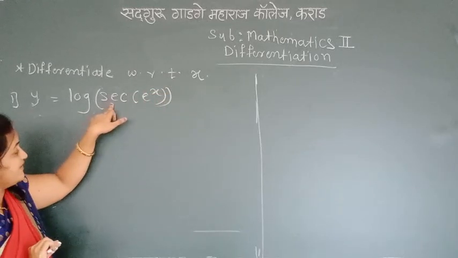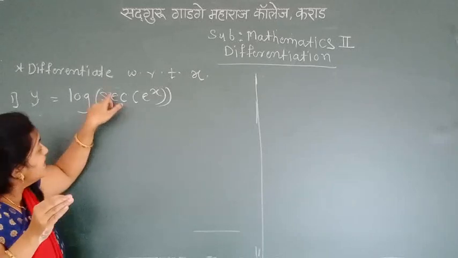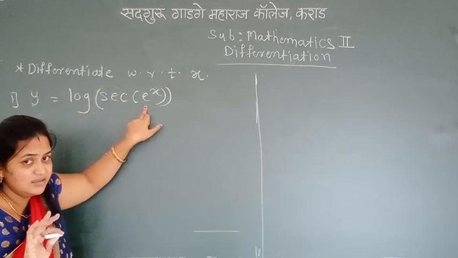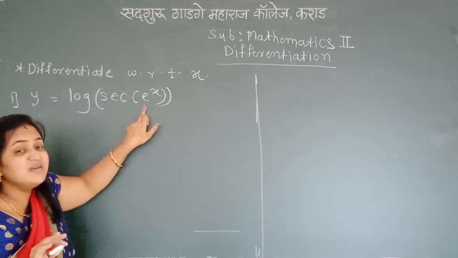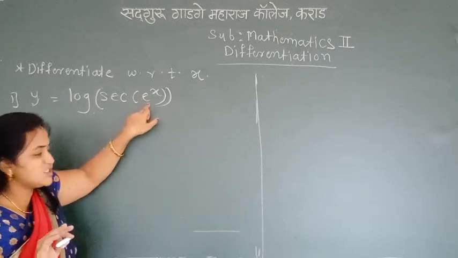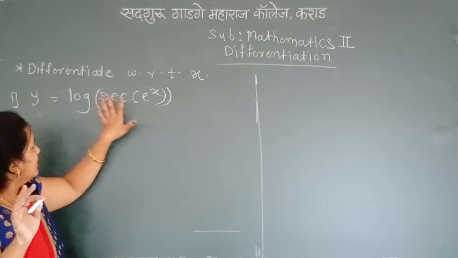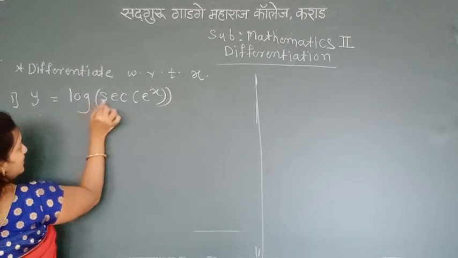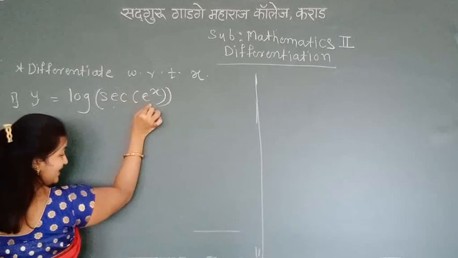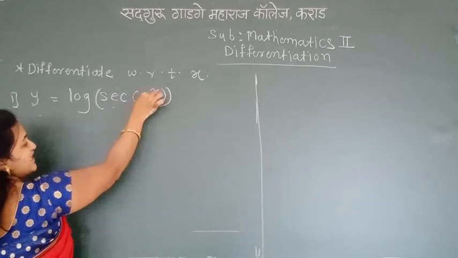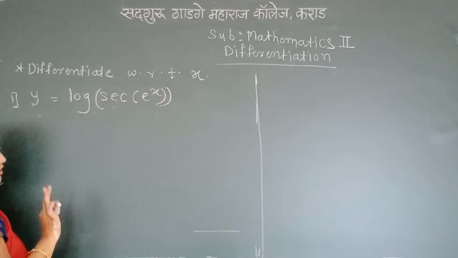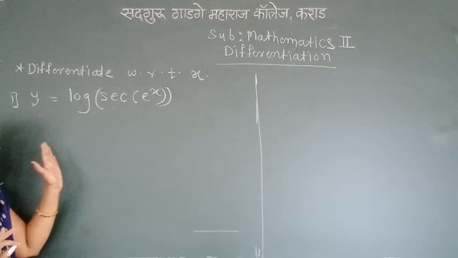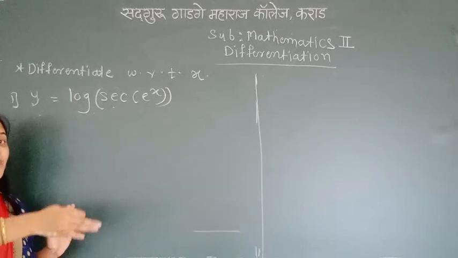But sec of e raised to x is a sub function. इसके अंदर x है क्या? नहीं. Again it is e raised to x. So now e raised to x is your standard function. Now here we consider first this is the composite form. log के अंदर sec कंपोज हुआ है, sec के अंदर e raised to x कंपोज हुआ है और e raised to x is my standard function. So we can differentiate with respect to x by using a composite theorem.